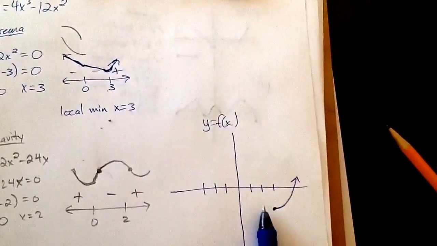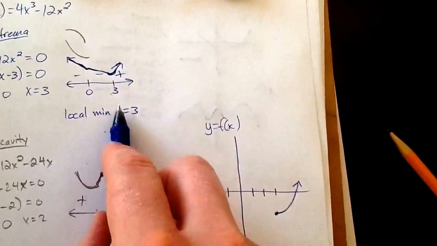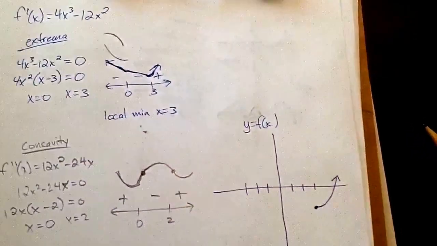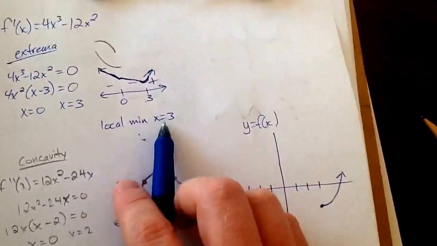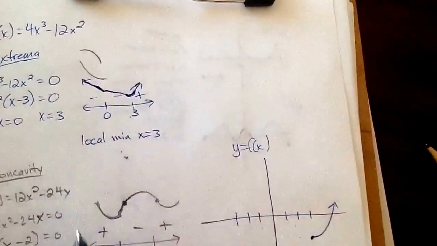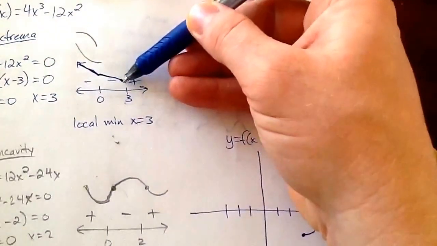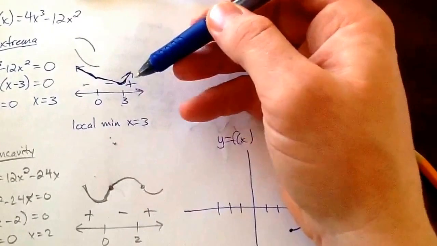Now I'll go to the left of 3. Remember, I just started here randomly. You could have started on the left if you want. I just knew that was a critical point. Local min, easy place to start. To the left of 3, what do I got going?